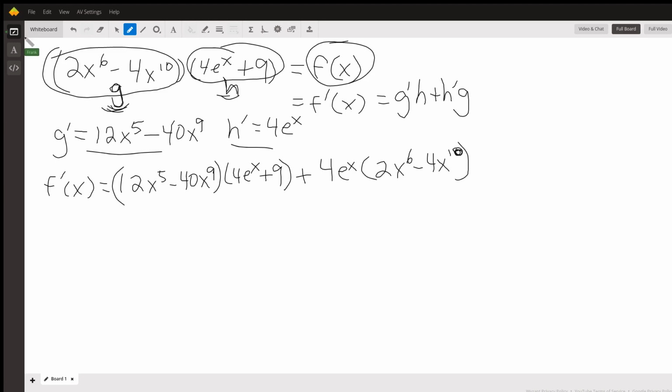Why did I call these g and h? I could have called them whatever I wanted to. I could have called this function z and this function y. I could have called this function star and this function squiggle. Then I'd be looking for star prime times squiggle plus squiggle prime times star. Call them whatever you want. I just called them g and h to differentiate them from the overall function f so that it wouldn't get confused. But there's the answer.